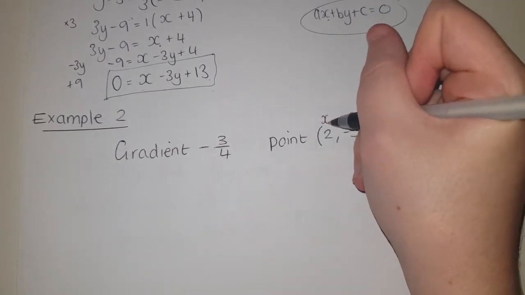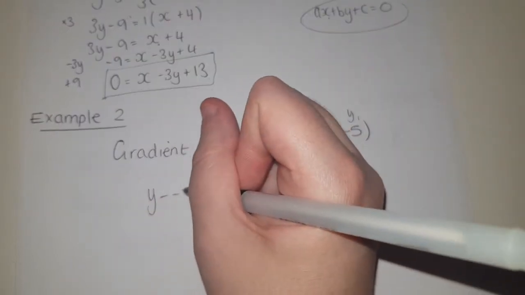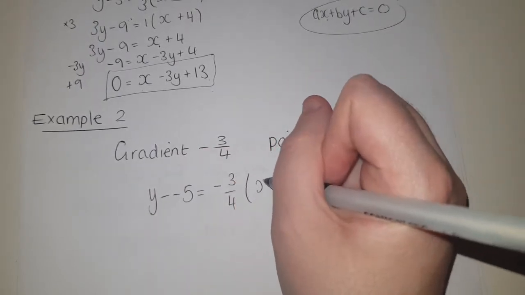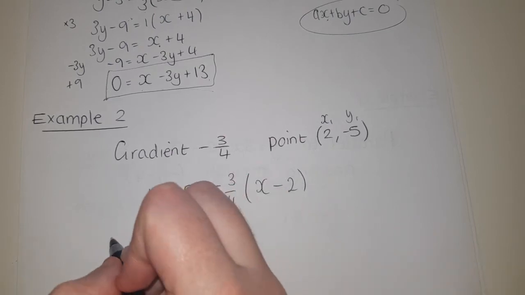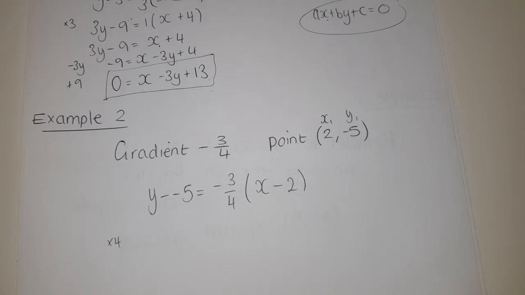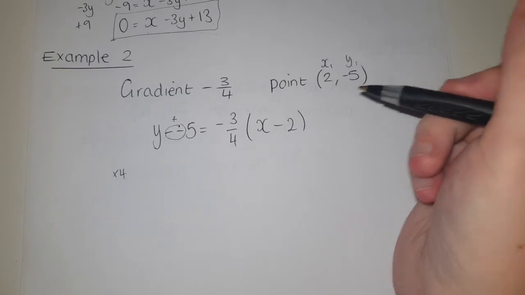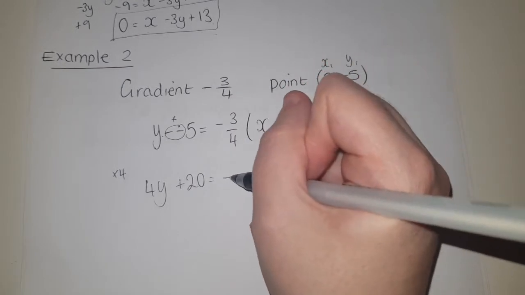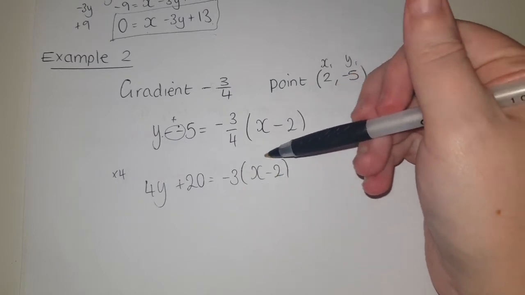So I know this is my x1 value, this is my y1 value. So I've got y minus -5 is equal to gradient first, so -3/4 of x minus, and then my x value is 2. So I've replaced the y value, the x value, and the gradient. Okay, so all we're going to do is times up by 4, because again, we don't want any fractions involved. So if I times through by 4, bearing in mind that those two minuses would become a plus, I've got 4 times y is 4y, 4 times 5 is 20, and then I've still got a -3 outside of the brackets. Notice each time it's not affected what's inside the brackets.